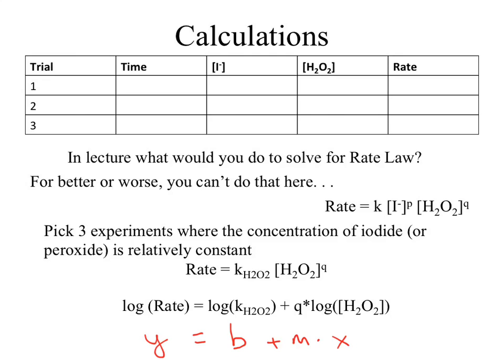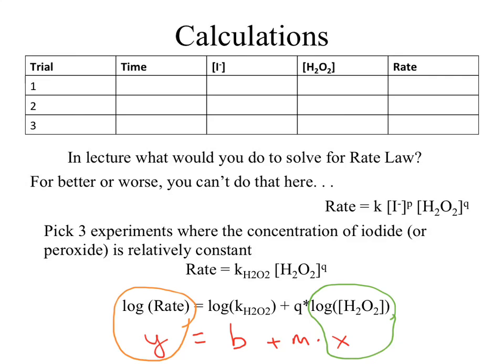Okay? So what we will do is plot the log of our rate on our y-axis versus the log of our concentration of peroxide on our x-axis. When we go through and tell our graphing program to plot that, we should see that our data points fall in a straight line, or close to a straight line. They may not be perfectly in a straight line because our data isn't perfect.